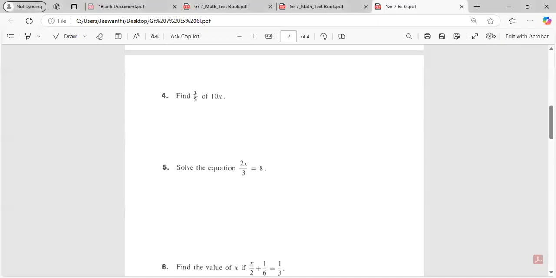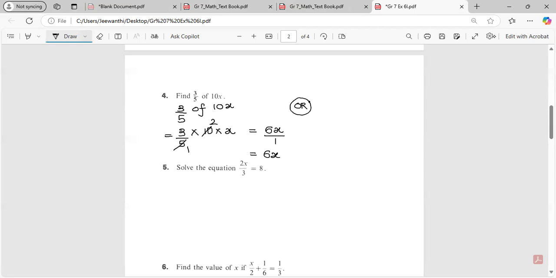So then question number 4, here we have 3/5 of 10x. So what do you mean by this "of"? 3/5 multiplied by 10x. I expand 10x like this, 10 times x. It is not compulsory, but I do it because I can do the simplification easily. 5 times 1 and 5 times 2. So then I have the answer. How? 3 times 2x, 6x. 6x over 1. The answer is 6x. This is one method. Or I will write the second method, and we'll see what method you have used.